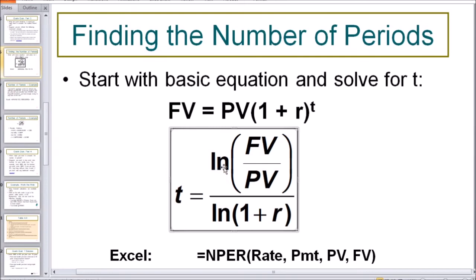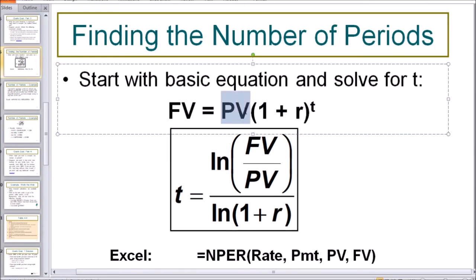For example, a natural log over here. T, the time that it will take for an original investment, the present value, to grow into the future value at a given rate, is the ratio of the natural log of the ratio of future value over present value to the natural log of 1 plus the interest rate.